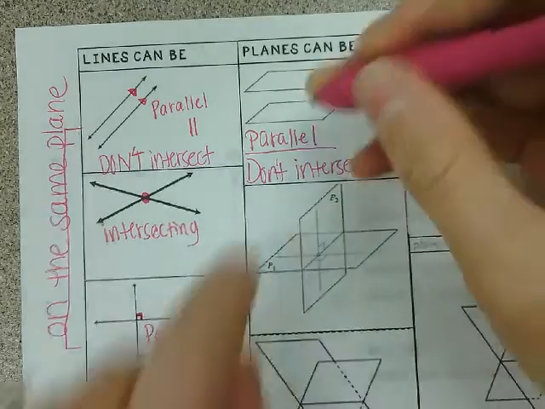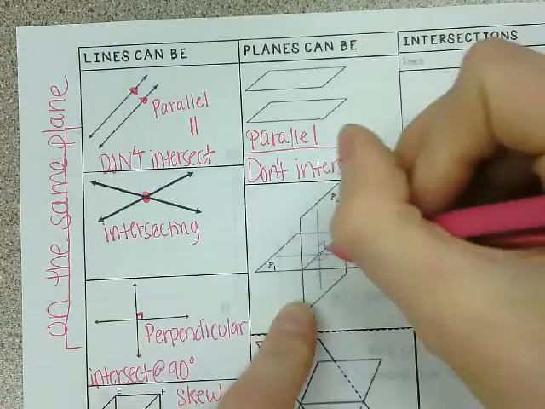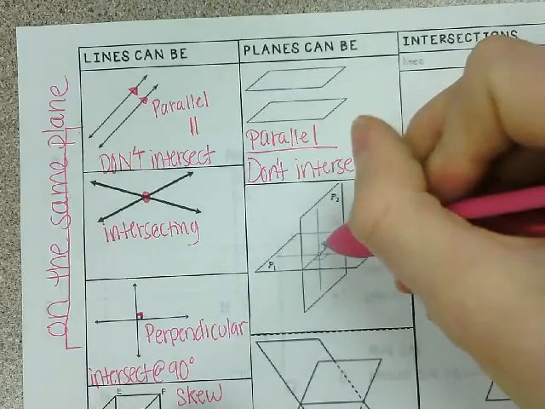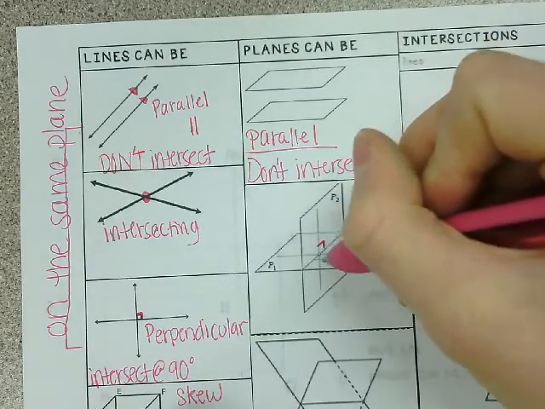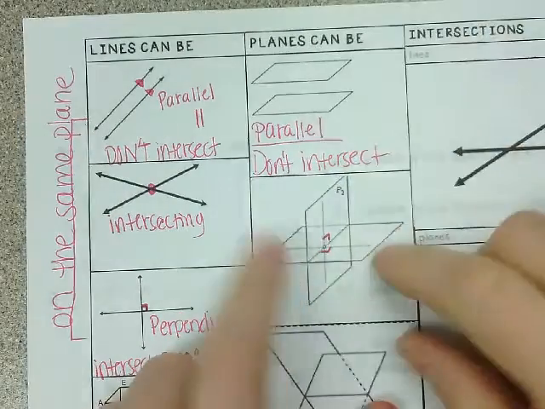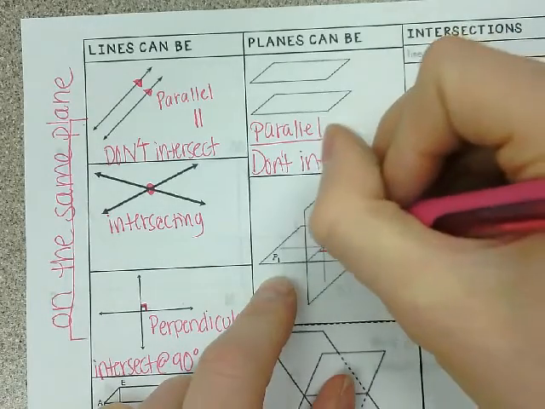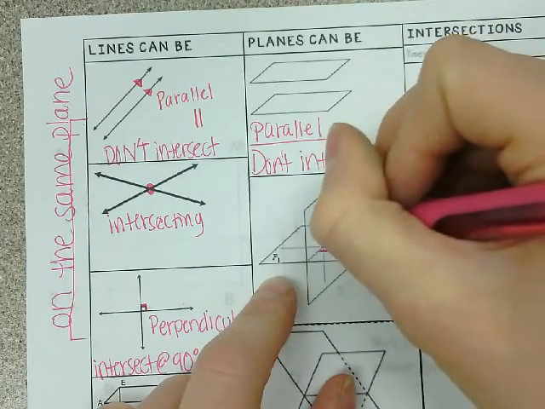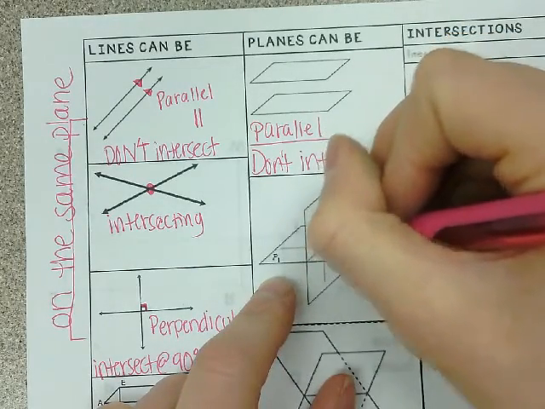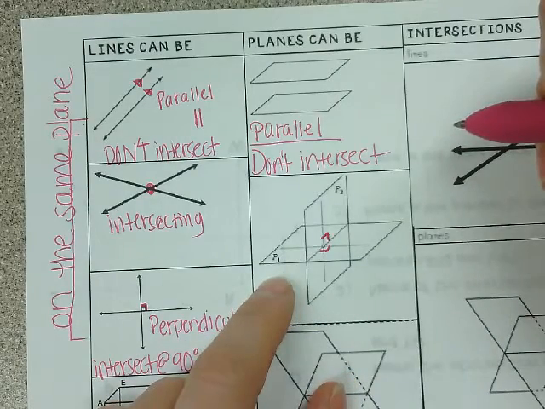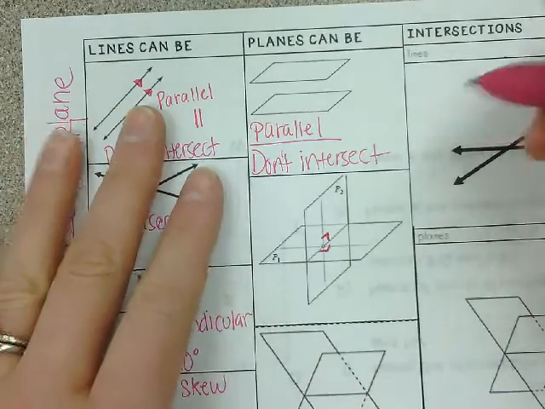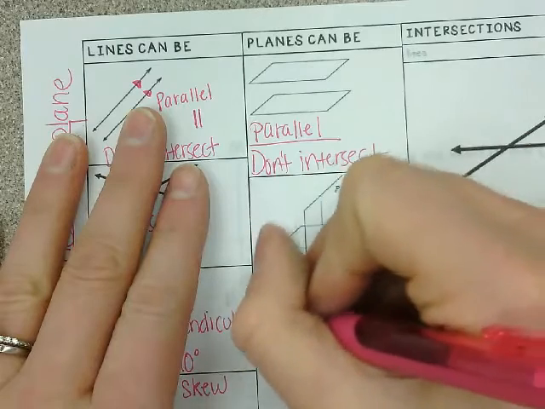All right. Planes can also be, what is this? What do we see here? Intersecting. They are intersecting, but look at how these are intersecting. Look at these boxes. What do those boxes mean? 90 degrees, right. So planes can also be perpendicular.